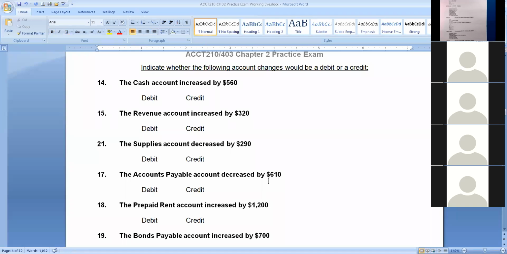The next questions are just saying whether accounts increased or decreased and whether they're going to be a debit or credit. Now, you have to know what kind of account they are. To do that, you can look on the sheet over here, obviously. And this is something you can use on a test too. Okay, cash account increased. Will it be a debit or a credit? Debit. Yep, cash. It's an asset. Increase with debit.